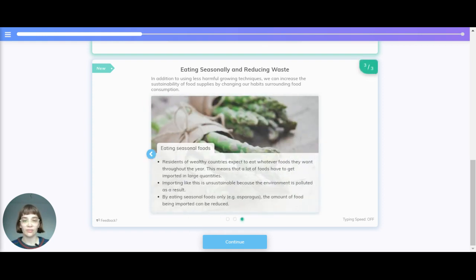Eating seasonal foods. Residents of wealthy countries expect to eat whatever foods they want throughout the year, which means a lot of foods have to get imported in large quantities. Importing like this is unsustainable because the environment is polluted as a result. By eating seasonal foods only, the amount of food being imported can be reduced.